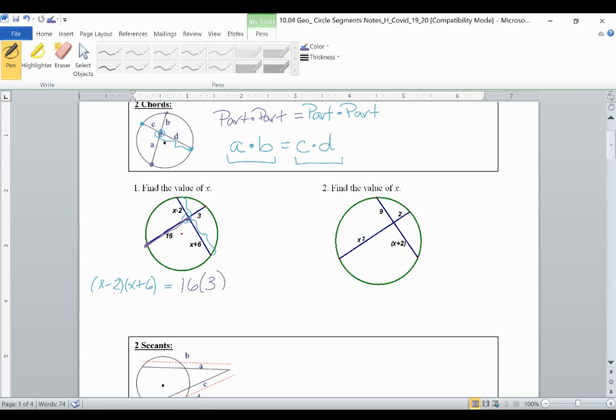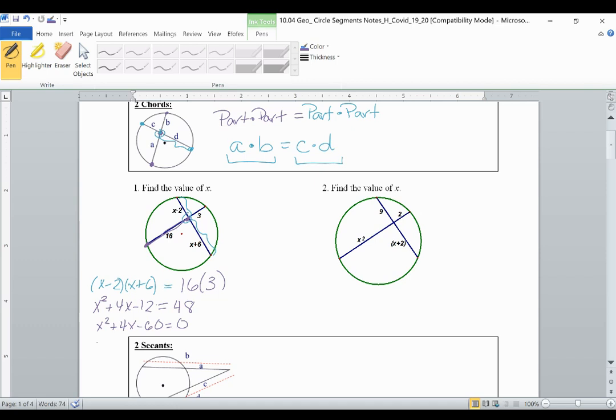Okay, so now over here we need to FOIL this left-hand side. So we get x squared plus 6x minus 2x, so plus 4x minus 12. If you need to, you can always write that out. I was just doing it quickly here. Equals 16 times 3 gives us 48. And then we want to get that equal to 0. So we're going to subtract over our 48, and we get negative 60 over here.